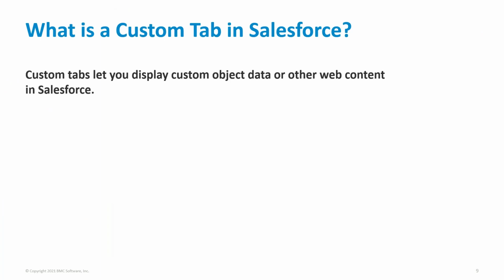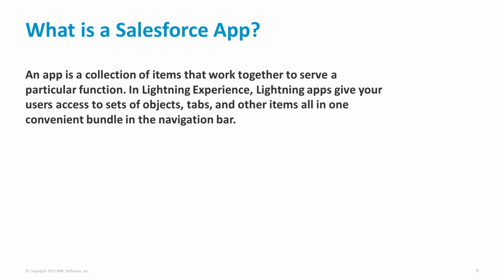So now we are going to review two different concepts. The first one is, what is a custom tab in Salesforce? Custom tabs let you display custom object data or other web content in Salesforce. The next concept that we're going to check is, what is a Salesforce app? An app is a collection of items that work together to serve a particular function. In Lightning Experience, Lightning apps give your users access to a set of objects, tabs, and other items all in one convenient bundle in the navigation bar.